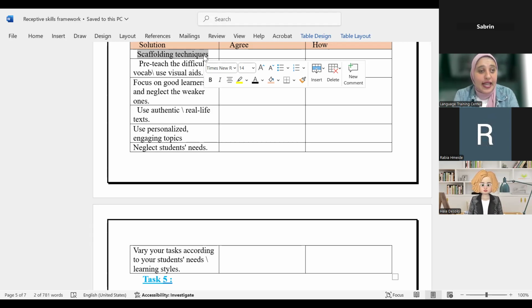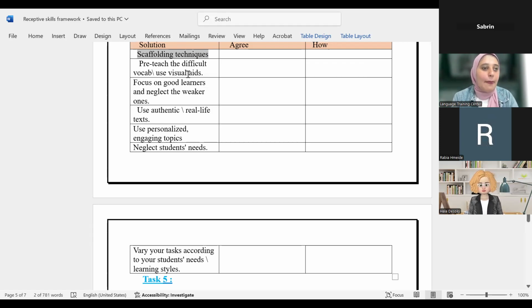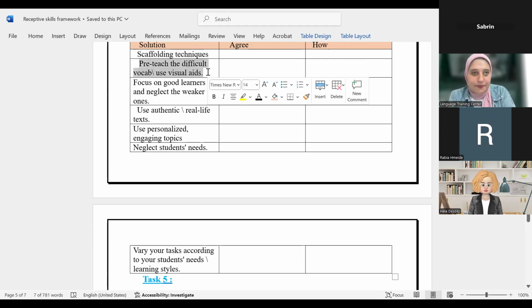So for me, I would say that scaffolding techniques work, for example, with listening to an audio, and this audio includes some different accent or something like this. So when I provide them with more info about this audio before they listen, if they miss something or don't understand, they can make links between them. So that's good. So what about pre-teaching the difficult vocab or use visual aids?